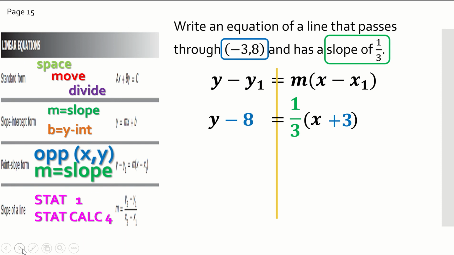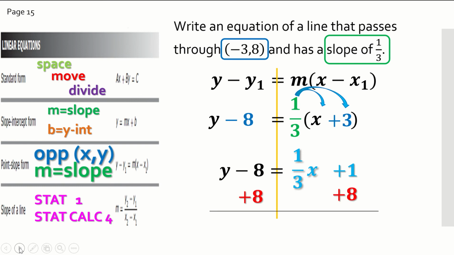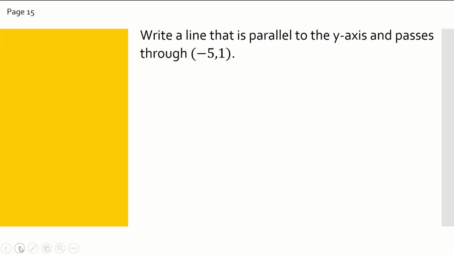Then to transform this to y equals mx plus b, to get y by itself, the first thing we will do is distribute the 1/3 on the right side. 1/3 times x is 1/3 x, and then 1/3 times +3 gives us the +1. Simply bring down the left side, y minus 8. We almost have y by itself, but not quite. We have -8, so we will move the -8 to the other side of the equation by adding 8 to both sides. And we get y equals 1/3 x, 1 plus 8 is 9. Now we have the equation in slope-intercept form.